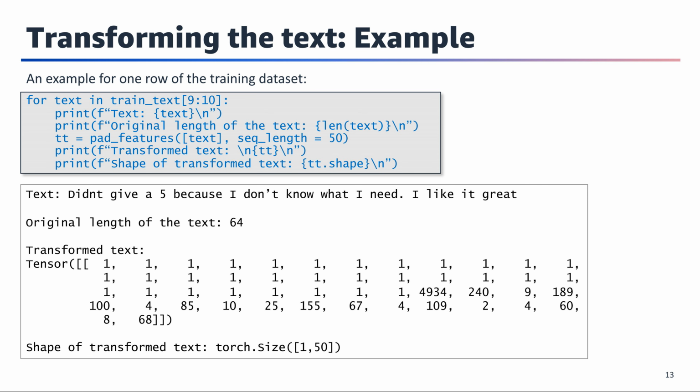Here is an example of a text review being tokenized and converted into a sequence of integers using the pad_features function. The original text is first printed, along with its length of 64 characters. The pad_features function then tokenizes the text and pads or truncates it to a fixed sequence length of 50. The transformed text is represented as a PyTorch tensor containing the token indices, with padding values of 1. The shape of this tensor is 1, 50.